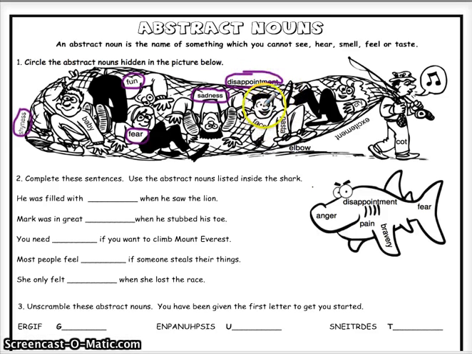Face. Well, I can see the faces on these people in this picture. So if I can see it, that means it's not an abstract noun. Pasta. I can taste pasta, so that is not an abstract noun either. Elbow. Well, I can see my elbow, I can feel it, I can touch it, so that's not an abstract noun.